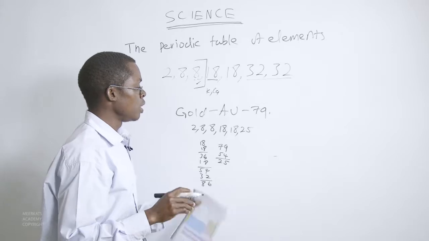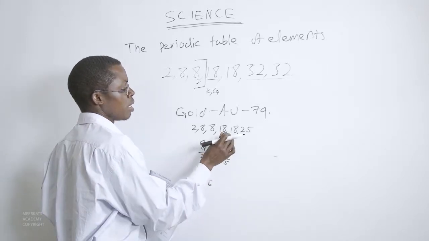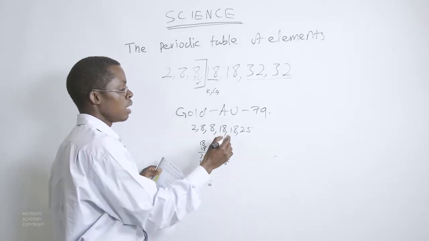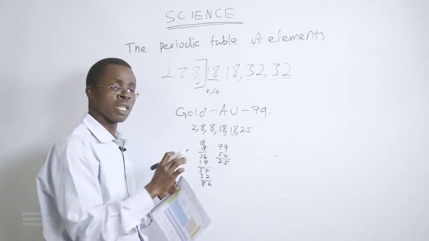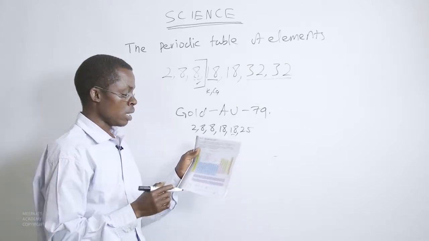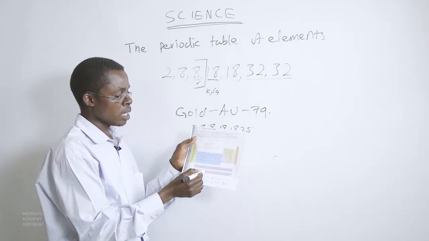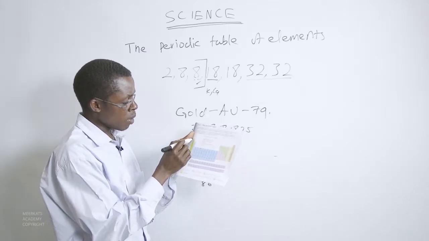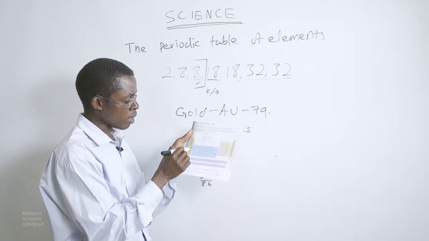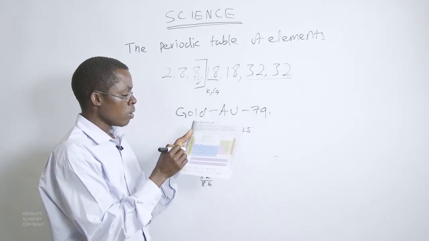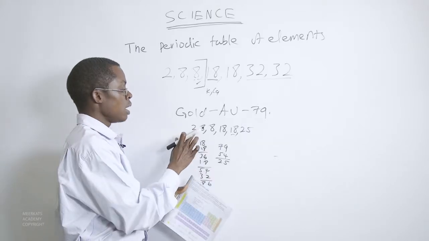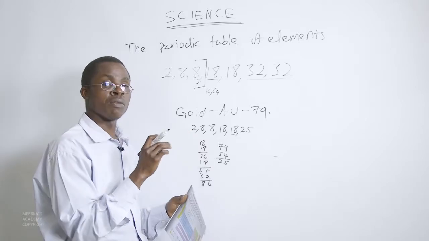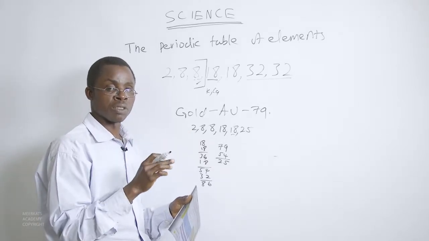Now, with this 25, remember the maximum columns are 18. The maximum columns are 18. But here we are talking about 25. How do we handle that? Remember, we have actinides and lanthanides. Once you are at energy level 6, then remember we have lanthanoids and actinoids.